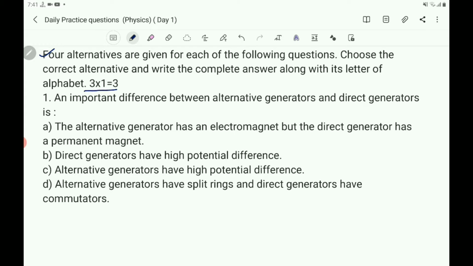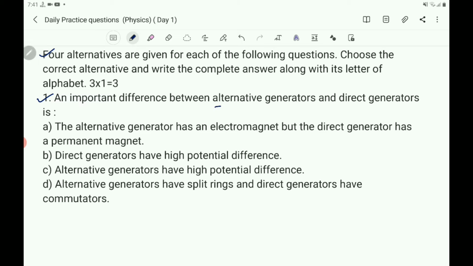And there are 3 questions. They are the multiple choice questions. Each carry 1 mark, totally 3 marks. So consider the first question. An important difference between alternating generators and direct generators.